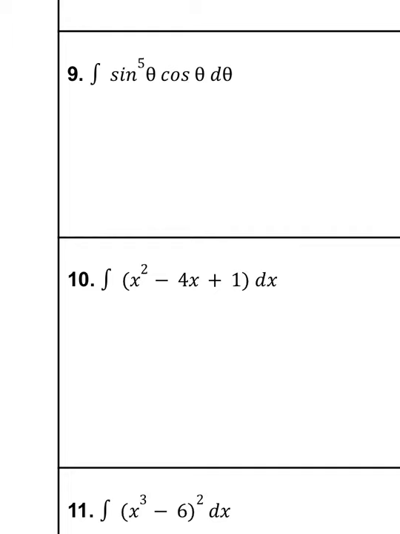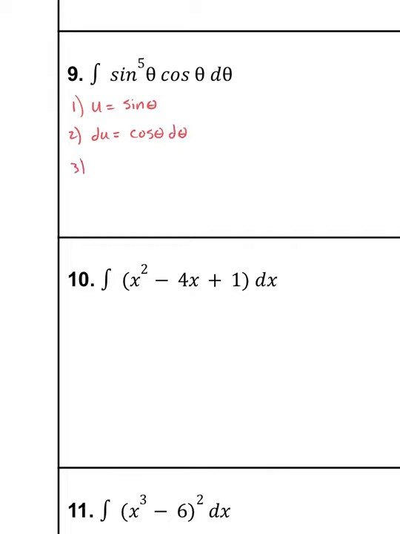Number 9, the only inside function is the sine of theta. So u is equal to the sine of theta. Second step, u becomes du. We take the derivative, which is the cosine of theta, and we toss d theta on the end.